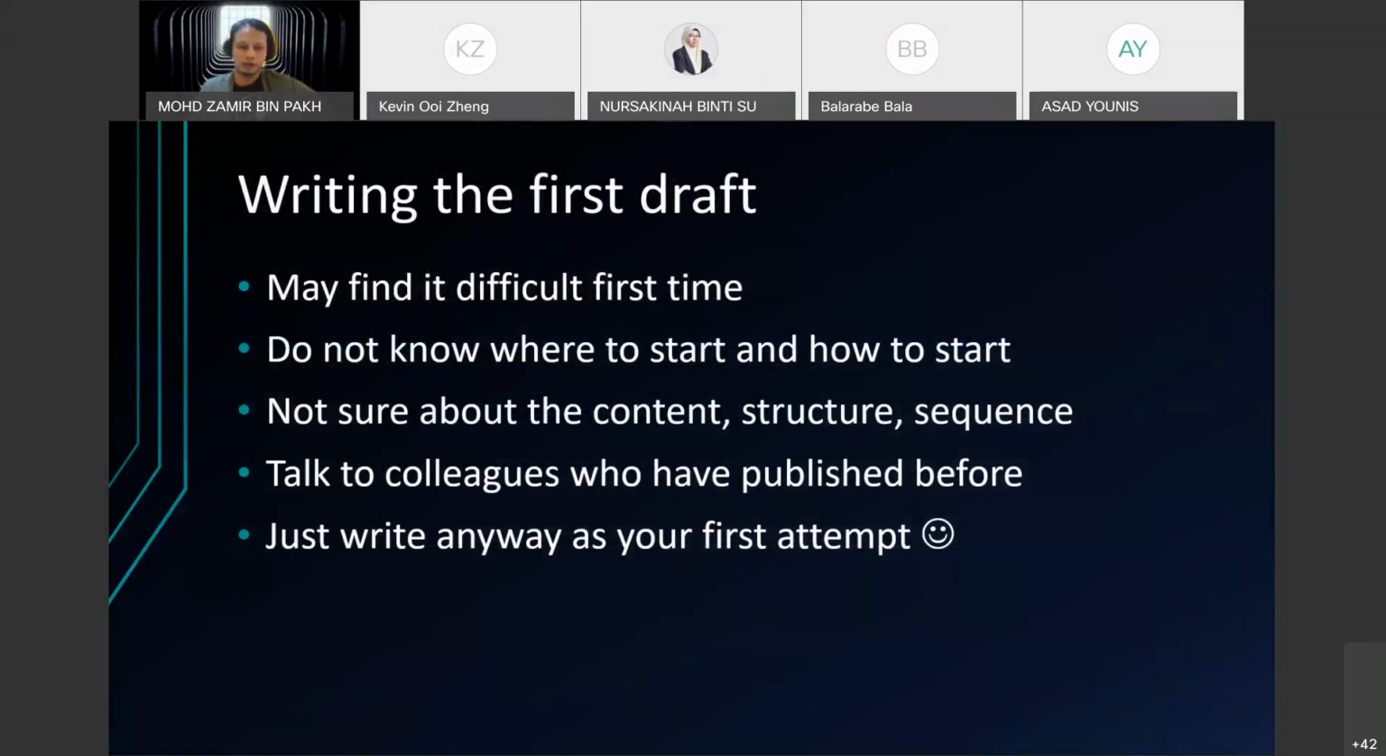You need to talk to your colleagues, especially to your supervisors, of course, on how to write your first paper, and then write it anyway as your first attempt. If you wait for perfection, you will never write.